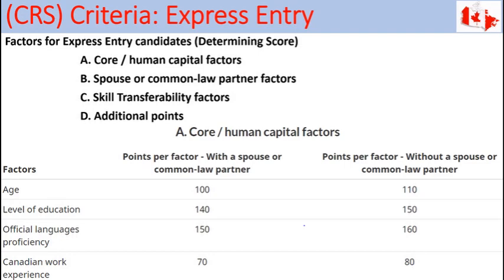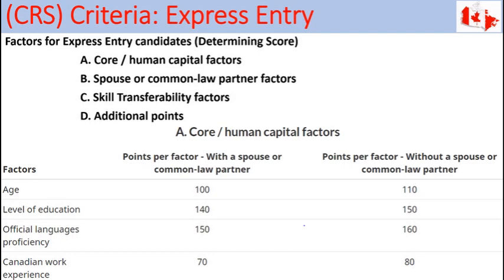For age, you'll get 100 points if you're applying with a spouse, and you'll get 110 points if you're applying without a spouse. Similarly, for level of education, you'll get a maximum of 140 points if you're applying with a spouse, and 150 points if you're applying without a spouse. For official language proficiency, you'll get 150 points when applying with a spouse, and 160 points when applying without a spouse. And the other one is Canadian experience. You'll get 70 when you're applying with a spouse, and 80 when you're applying without a spouse.